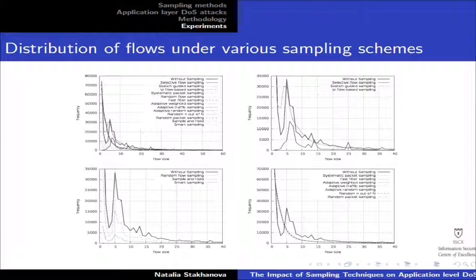This graph has, again, the original spike with the original traffic, and then one that is kind of a flat line that combines a number of techniques. Those techniques that combine in one graph, can anybody guess? These are all the techniques that were introduced specifically for anomaly detection. They all perform very similarly.